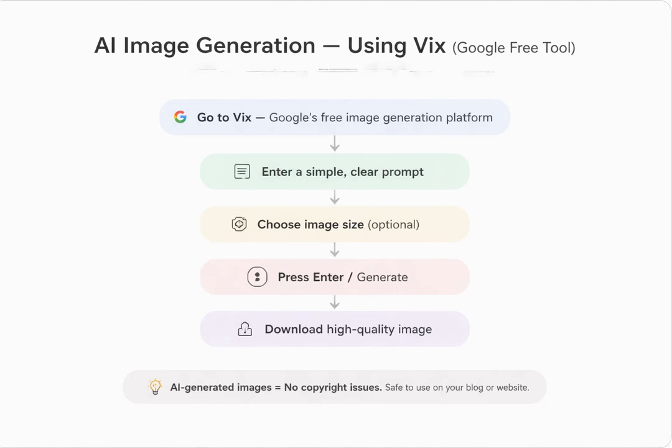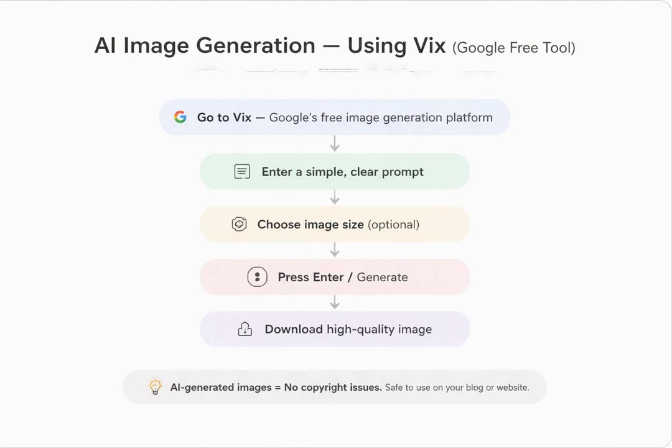One of the key tools the instructor demonstrates is Vix, a 3-image generation platform from Google. The process is straightforward. You go to the platform, type in a simple prompt describing what you want, optionally choose an image size, and hit enter. Within seconds, it generates high-quality images for you.